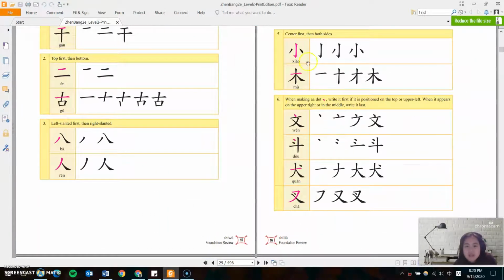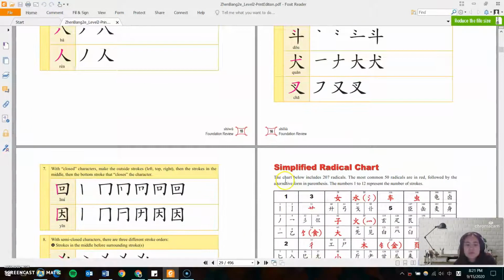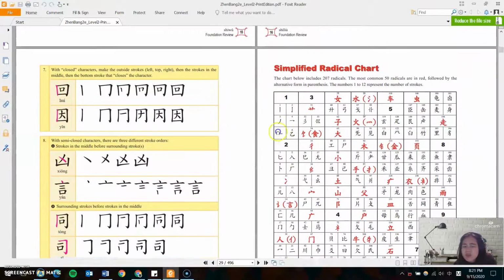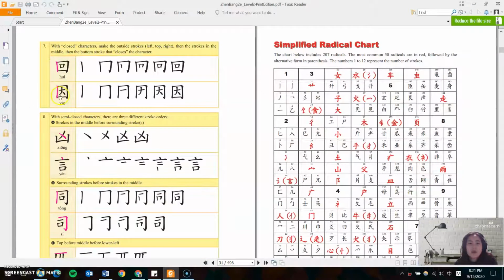When making a dot, write it first if it is positioned on the top or upper left. When it appears on the upper right or in the middle, write it last. 文, 斗, 犬, 叉. I hope some of these sounds, actually all of these sounds, are very familiar to you, and some of these characters as well, or at least the strokes should be very familiar to you by now, right? 应该都很熟悉. With closed characters, make the outside strokes left, top, right, then the strokes in the middle, then the bottom stroke that closes the character, right?